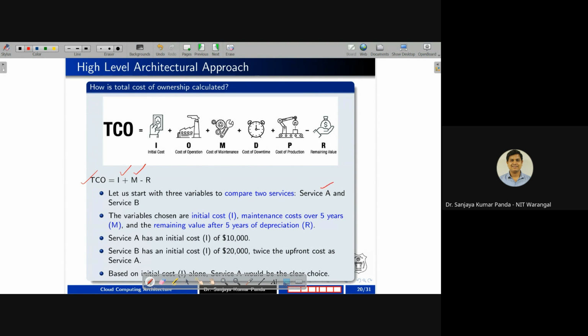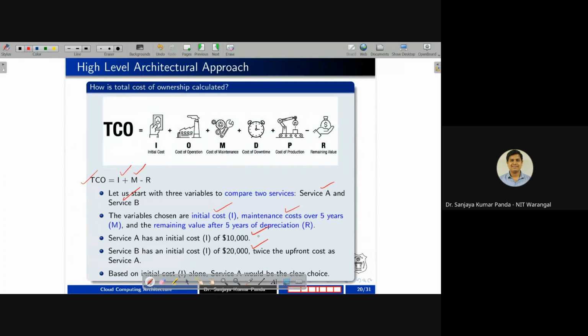So we have a service A and service B in the cloud. Let's say the initial cost is I, maintenance cost over 5 years is represented as M, and remaining value after 5 years is R. We consider the variables I, M, R for representing this. Service A initial cost is $10,000, and in the service B case the initial cost is $20,000. That is twice the upfront cost of service A.